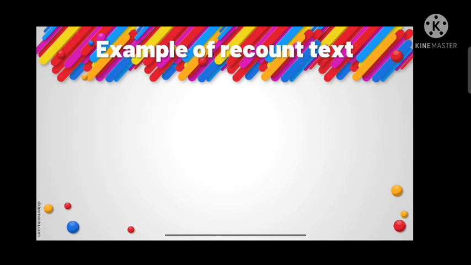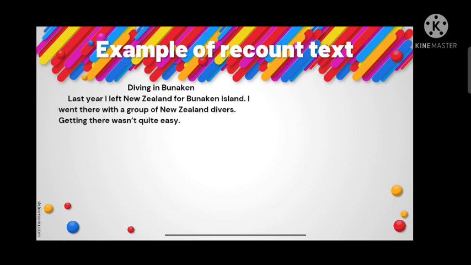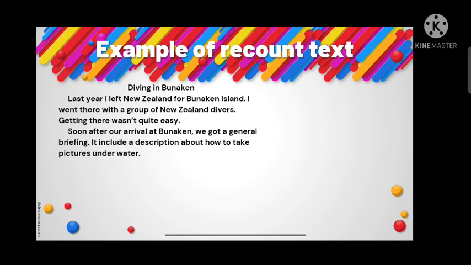The third is the example of recount text. Here I have an example, a short story about recount text. Let me read it for you. Diving in Bunaken. Last year, I left New Zealand for Bunaken Island. I went there with a group of New Zealand divers. Getting there wasn't quite easy. Soon after our arrival at Bunaken, we got a general briefing. It included a description about how to take pictures underwater.